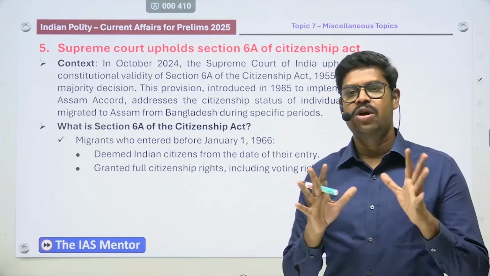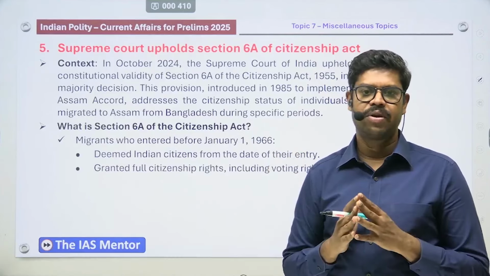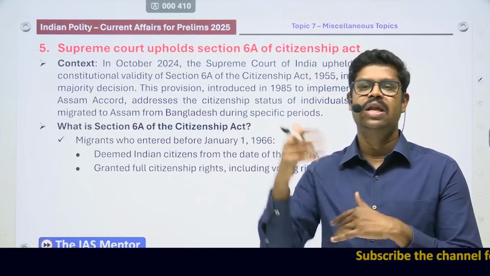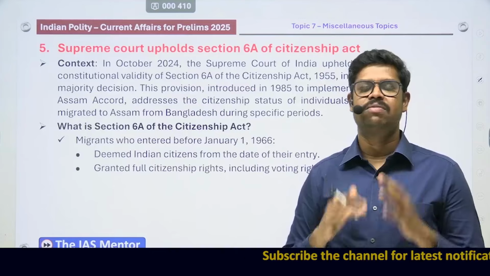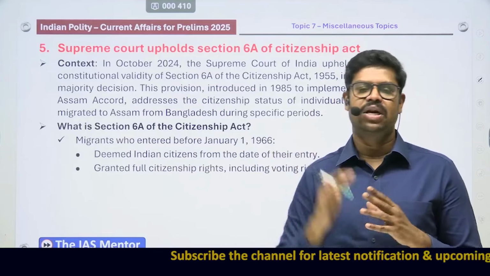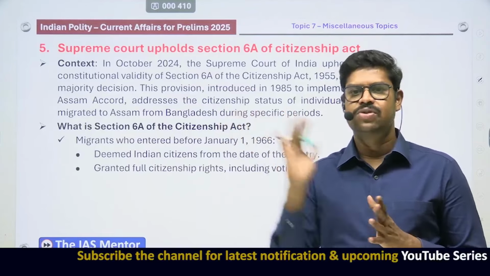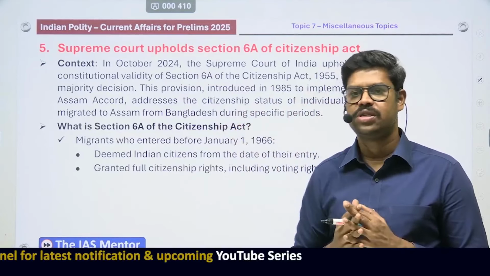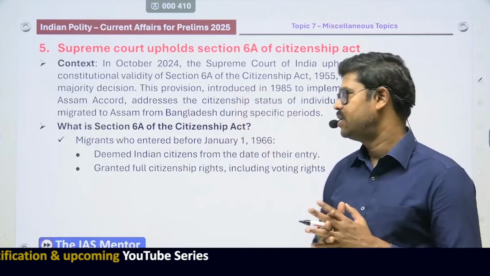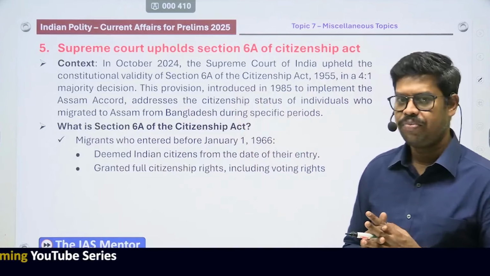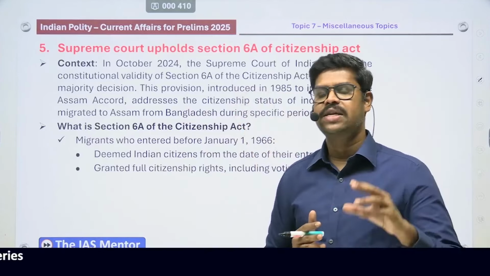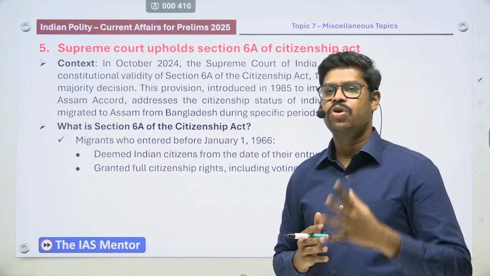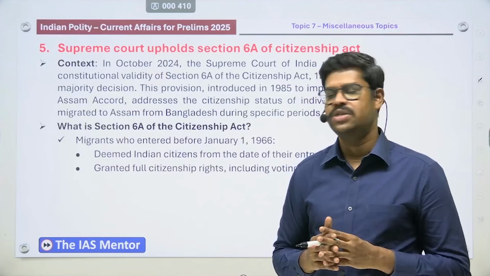Now the Assam Accord is basically a tripartite agreement between different parties in order to mainly deport the illegal migrants who have entered India from Bangladesh after a fixed cutoff date. This cutoff date was fixed by the Assam Accord, and subsequently these dates were inserted into the Citizenship Act by inserting Section 6A. First let us understand Section 6A, then let us understand on what grounds the Supreme Court has upheld it.